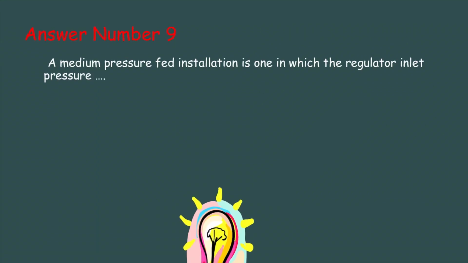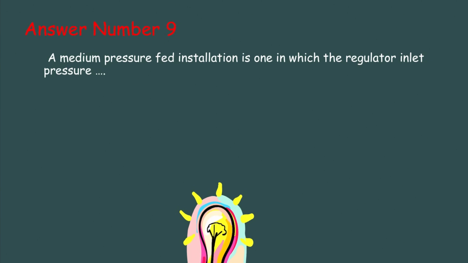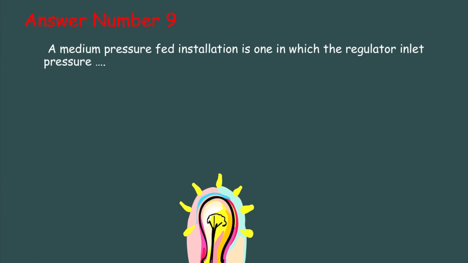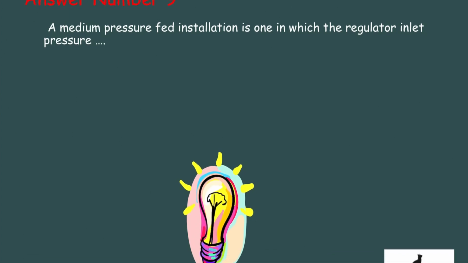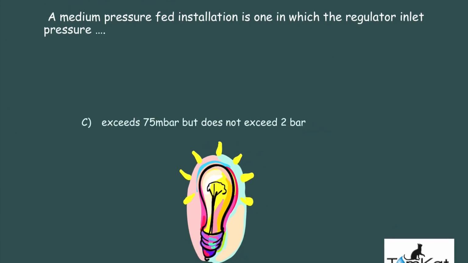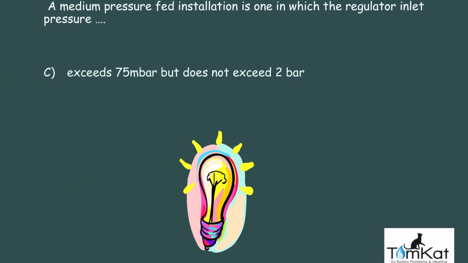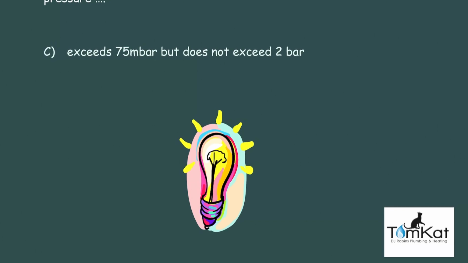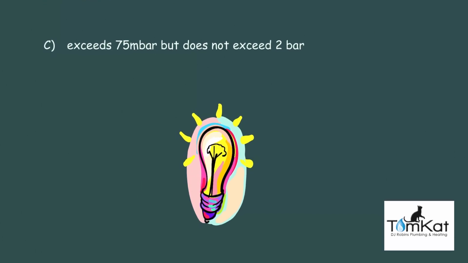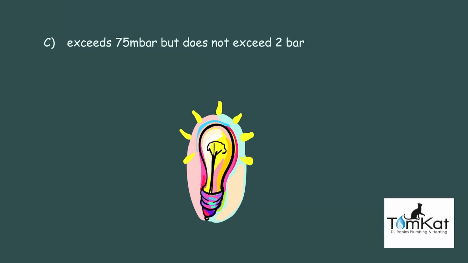And now for the answer to question 9 in part 5. A medium pressure fed installation is one in which the regulator inlet pressure, the answer is C, exceeds 75 millibars but does not exceed 2 bar. That is the answer to question 9 in part 5.